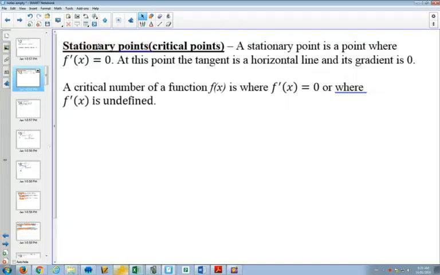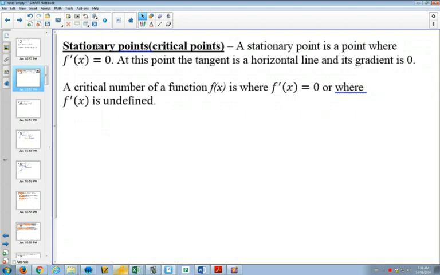So we're going to look at stationary points, critical points. A stationary point is where the derivative is equal to 0. In other words, we imagine the slope of our tangent line is equal to 0. That would mean that it's horizontal. It's flat, and that's going to happen, we've already seen, when we have local maximum points and local minimum points.